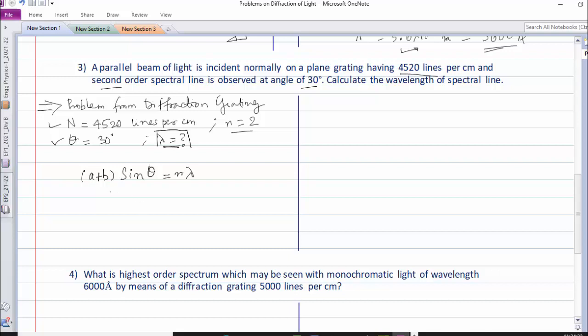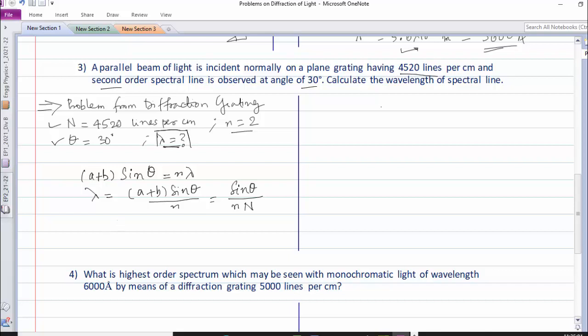As we know that this wavelength is to be calculated, therefore we need to arrange it. This a plus b, that is the grating element, is the inverse of the number of lines, indicated by capital N. Therefore, we can write a plus b as 1 upon capital N, because a plus b is equal to 1 upon N. Now we can move ahead by putting the values of these quantities.